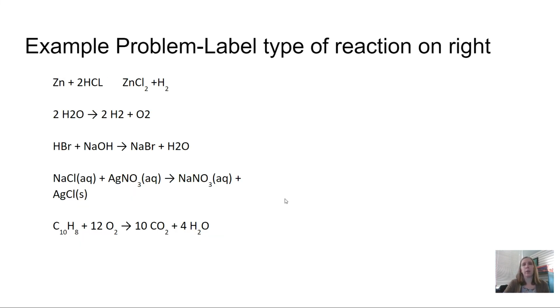Okay, so an example problem I'd like you to work through is label each type of reaction on the right-hand side of your guided notes. So using these, I'm missing an arrow here, apologies, but go ahead and determine what the type of reaction is based on what you see here. So go ahead and pause the video, work through that.